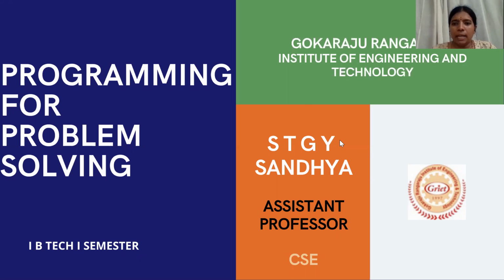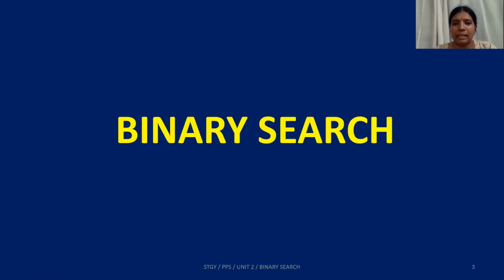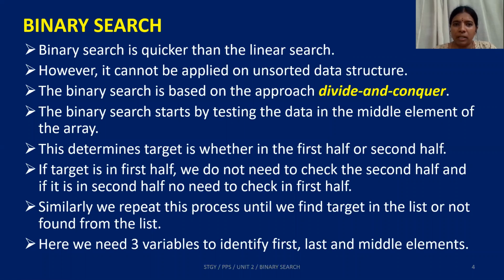We know that searching is a process in which we try to find out if a particular element is found in a list or not. We have already seen one of the searching techniques called linear search, and today we will look at binary search. So what is binary search?